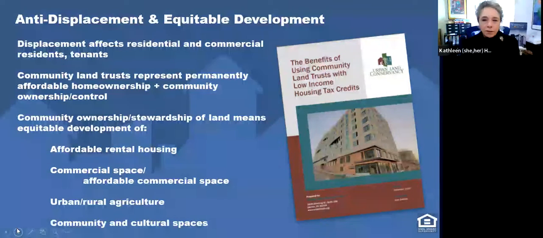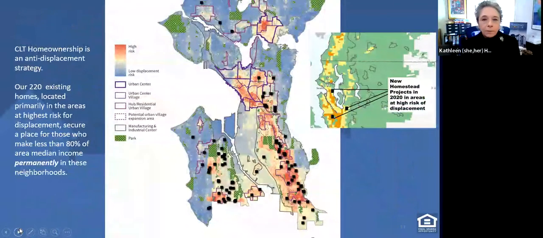Anti-displacement is a really important thing. So as you get immersed in racial justice conversations, displacement of people of color from their neighborhoods is an important part. It's a big part of how we think about where we develop. What you're seeing in front of you right now is a heat map from the city of Seattle of where displacement is expected to occur as a result of the upzones that were done a couple of years ago. So what you can see on this slide is that there are black dots all over the map of Seattle, and those are where our homes already are.